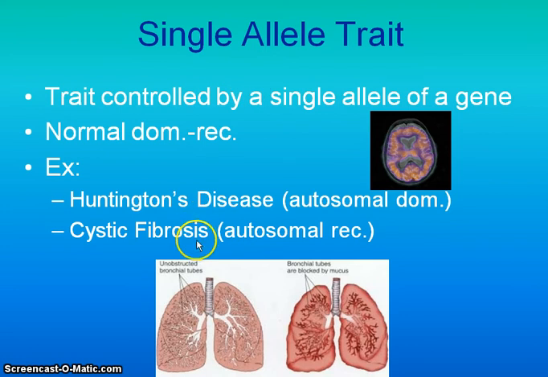Cystic fibrosis is another disorder that is caused by a single allele, and this one is caused by an autosomal recessive pattern. So in order to actually have this disease, you have to have both recessive alleles. And cystic fibrosis is a lung disorder.